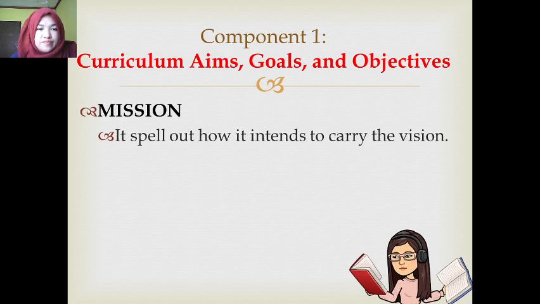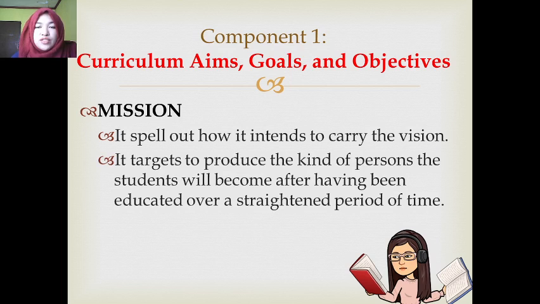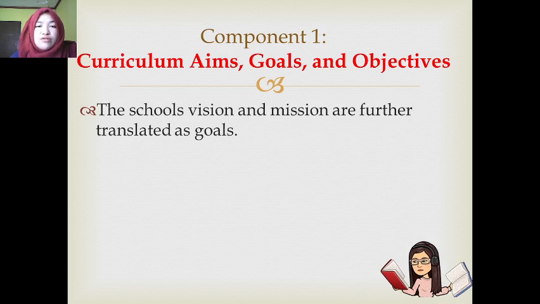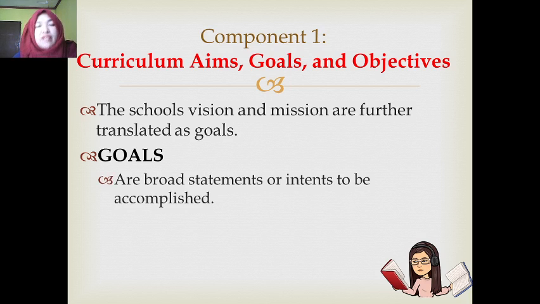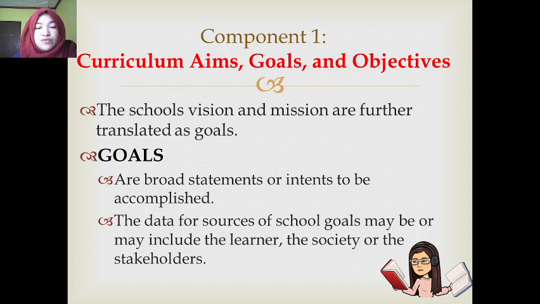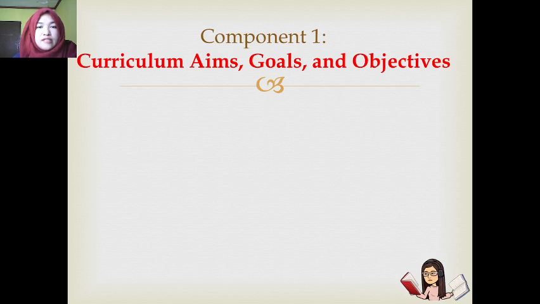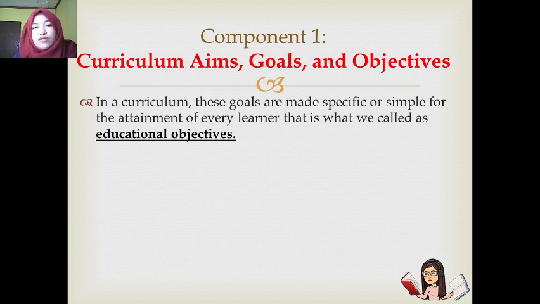Next one, the mission. It spells out how the school intends to carry the vision. It also targets to produce the kind of person the students will become after having been educated over a stipulated period of time. So, the school's vision and mission are further translated as goals. What are goals? Goals are broad statements or intents to be accomplished. The sources of school goals may include the learner, the society, or the stakeholders. In a curriculum, these goals are made specific or simple for the attainment of every learner.